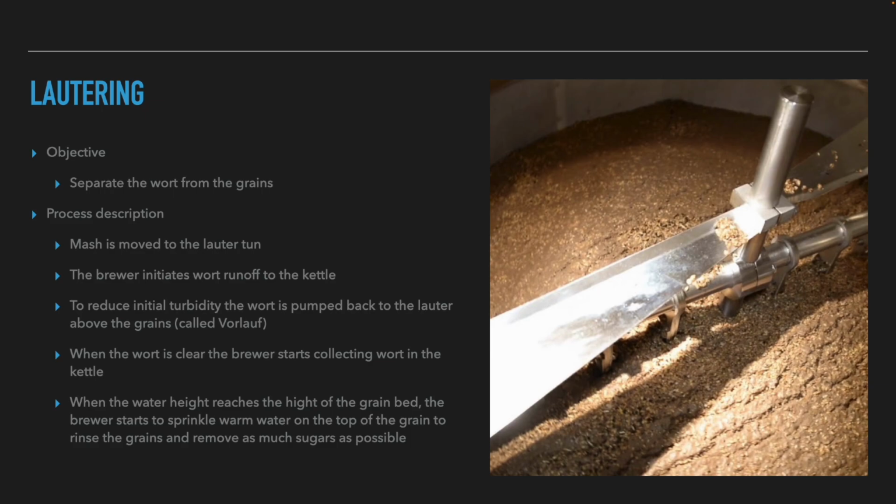In the beginning, the wort exits very turbid. To reduce this turbidity, the wort is pumped back to the lauter tun above the grain. This is called Vorlauf in German. When the wort is clear, the brewer starts collecting the wort in the kettle. When the water height reaches the height of the grain bed, the brewer starts to sprinkle warm water on the top of the grain to rinse the grains and remove as much sugar as possible.